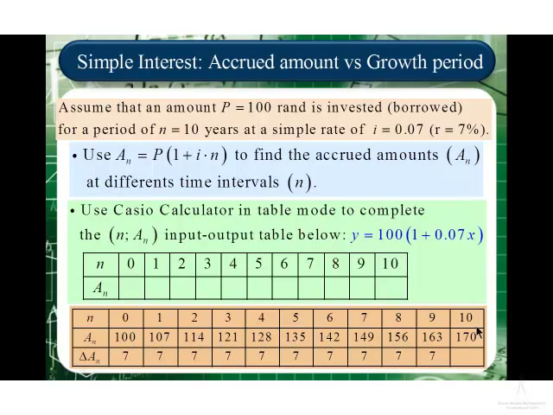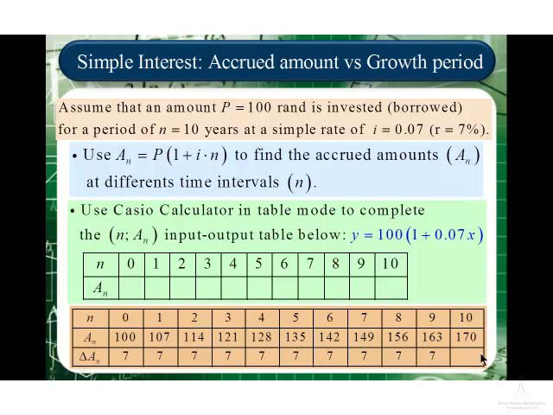So it's very clear if you look at this table, the input-output table for the simple interest growth situation, that we have here a linear growth situation where as the time moves on and the interest periods increase, there is a constant amount of interest that was added to each of the accrued final amounts for that particular growth period that was considered.